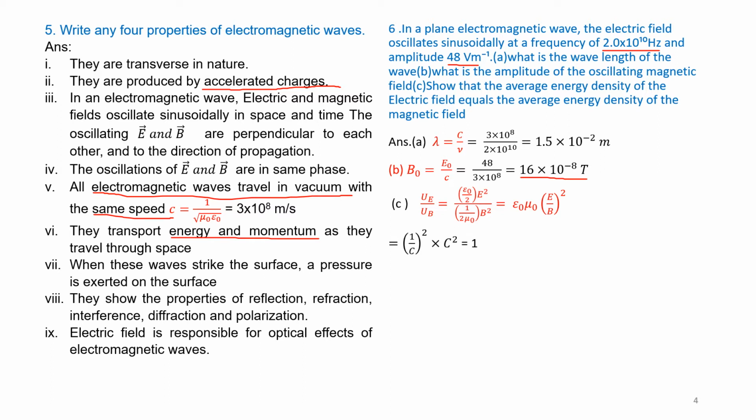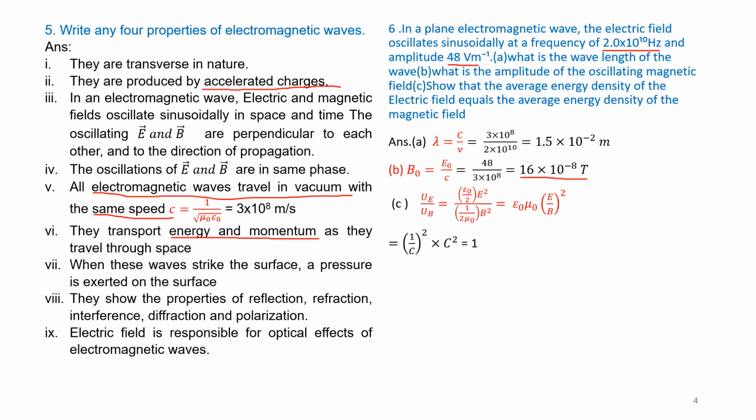Let us substitute the values. We know that, simplifying, we get that is equal to epsilon naught mu naught. We know the formula C is equal to 1 over square root of epsilon naught into mu naught. Squaring, we get C square is equal to, or 1 over c square is equal to epsilon naught into mu naught into E by B.